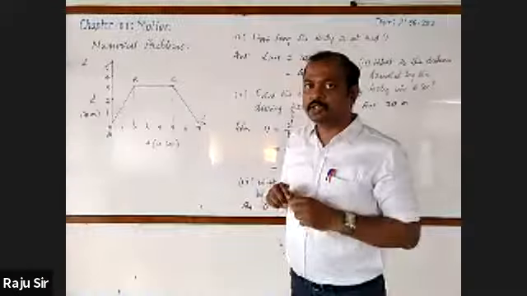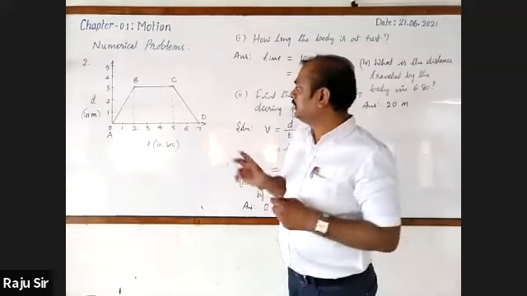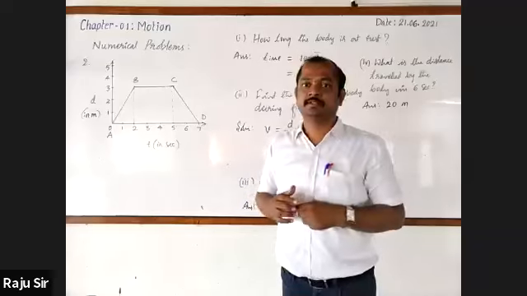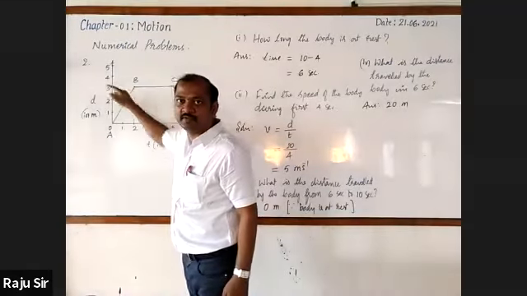Then my question is, what is the displacement of the body in the first 2 seconds? 2 meters? 3 meters. In the first 2 seconds, the displacement of the body is 3 meters.